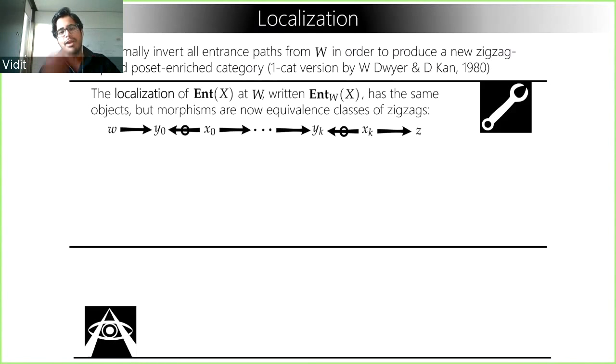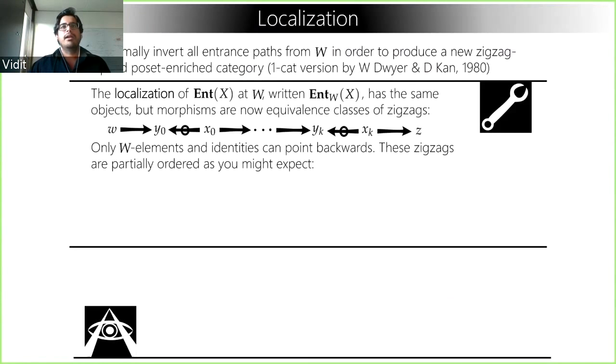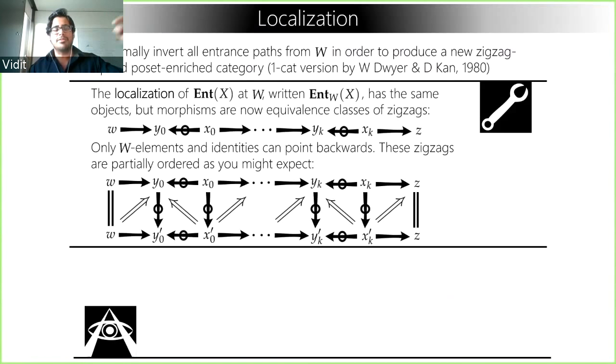So whenever you see an arrow without a loop, just think I'm falling through a bunch of faces to a smaller face. Whenever you see a backwards arrow with a circle, you're going up codimension 1 and then falling again, then up, then falling again. That's what the zigzag looks like. And only things in W and identities are allowed to point backwards. Those are the only things that we've inverted. That's what we have turned around. And this is how you build a partial order relation between zigzags.